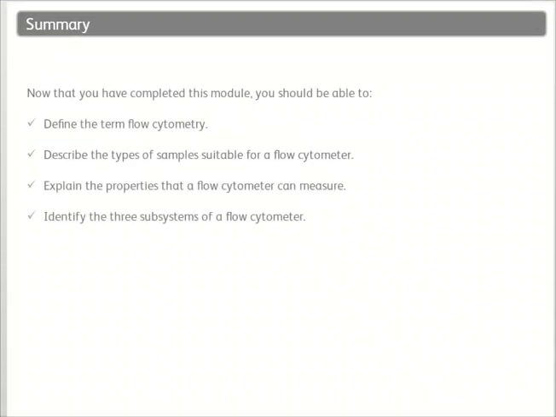Now that you have completed this module, you should be able to define the term flow cytometry, describe the types of samples suitable for a flow cytometer, explain the properties that a flow cytometer can measure, and identify the three subsystems of a flow cytometer.